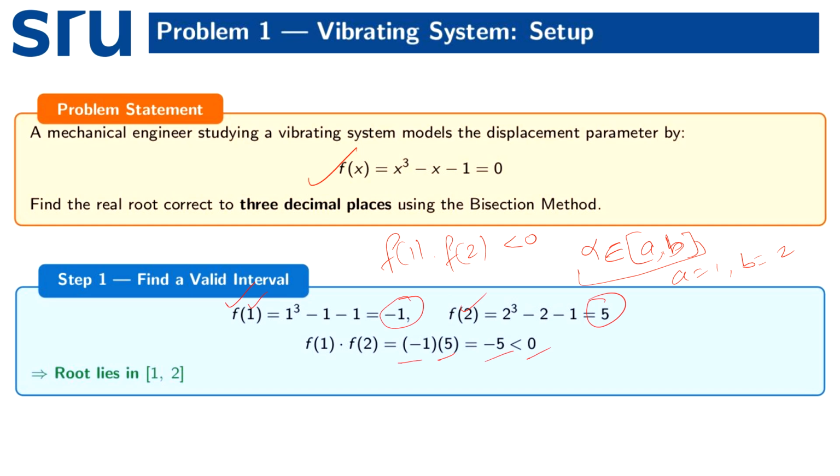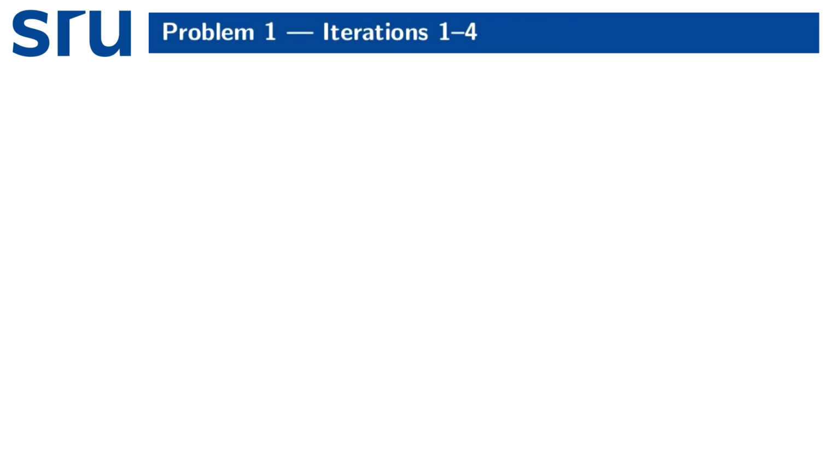Now that we have identified the interval, we are ready to move to the next step. Okay, finding the midpoint and starting iterations. So let us continue to the next slide. Alright, now we begin with the iteration process of bisection method.